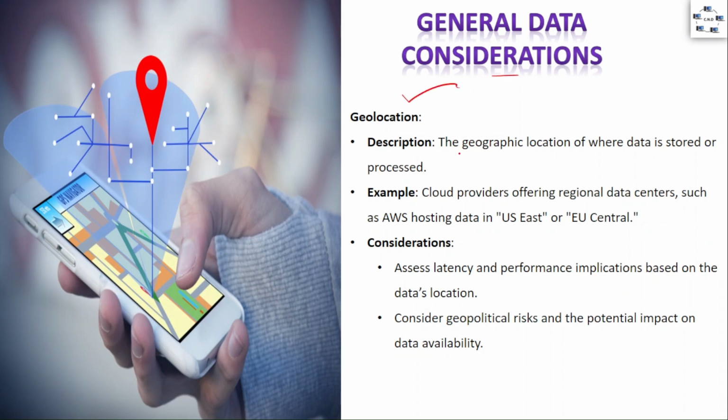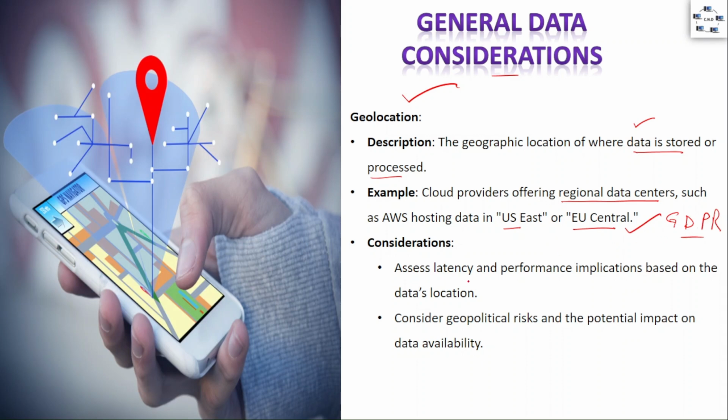Geolocation is another consideration, which is the geographic location of where data is stored or processed. As we studied in the previous slide, this is also important from the context of different laws and regulations that govern the data. For example, cloud providers offer regional data centers such as AWS hosting data in US East or EU Central. So if you are dealing with EU citizen data, you must select this region so that you are compliant with the EU law, that is GDPR. GDPR, by the way, stands for General Data Protection Regulation.